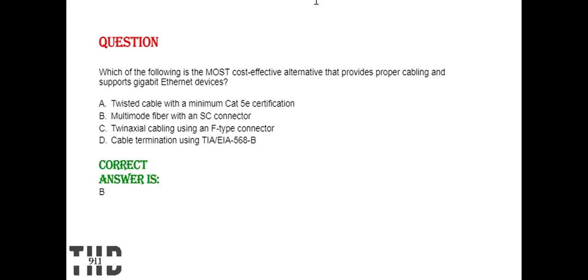Which of the following is the most cost-effective alternative that provides proper cabling and supports gigabit Ethernet devices? Option A, twisted cables with the minimum Cat 5e certification. Option B, multimode fiber with an SC connector. Option C, twinaxial cabling using an F-type connector. Option D, cable termination using TIA/EIA-568B. The correct answer is option B.